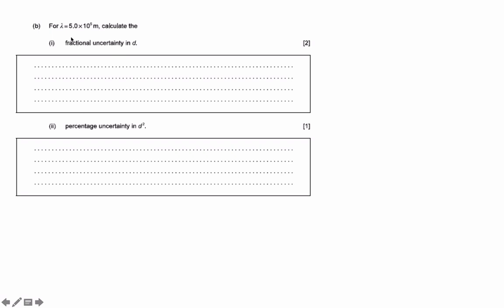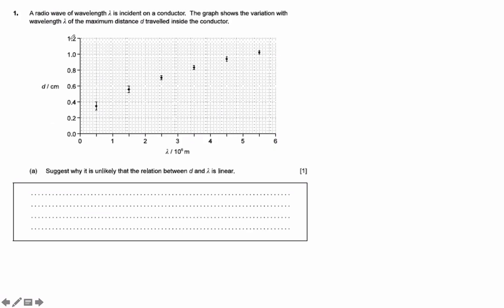For lambda is 5 times 10 to the 5th. So let's take a look at that one. That one's this guy right here. Okay. We want the fractional uncertainty in d. Uncertainty of d, right? And the percent uncertainty in d squared, right? So there's two different things, right? Percent of d squared, right? So take a look at that.